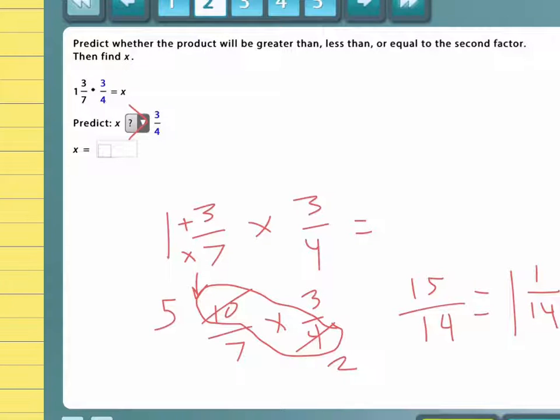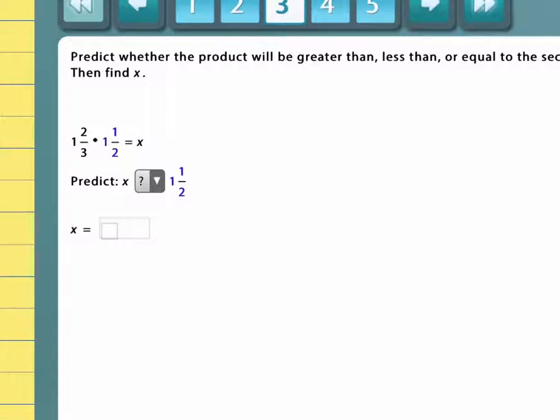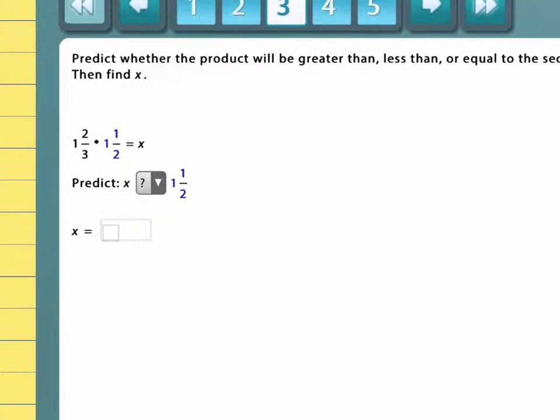1 and 1/14 is going to be greater than 3/4. Same problem, predicting, will the product be greater or less than 1.5? Well, we have to look at what we're multiplying 1.5 by. We're multiplying 1.5 by 1 2/3, and that is greater than 1. So x is going to be greater than 1.5.